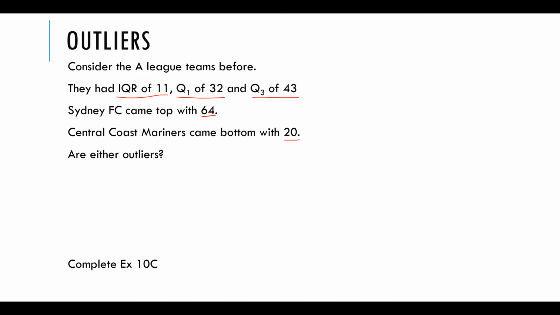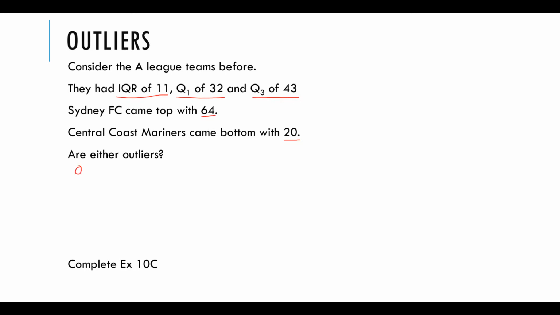So basically, we're checking that Sydney FC mathematically were an amazing team who came really far away from the rest of the teams, and were Central Coast Mariners a really bad team? Were they really poor mathematically, not just in terms of their results? So let's check. Let's do those two outlier equations.